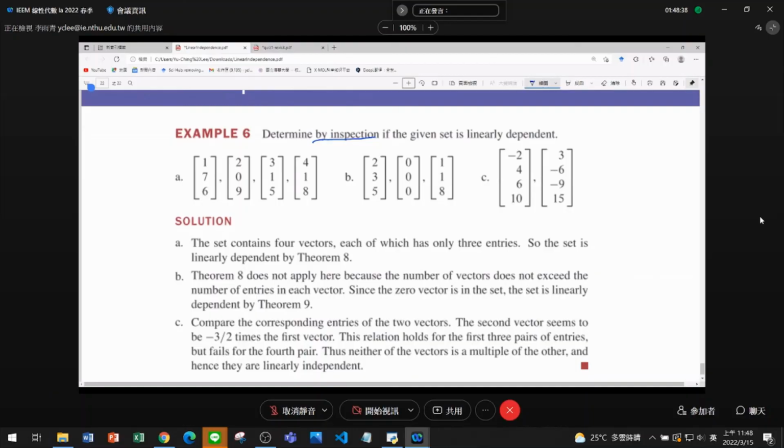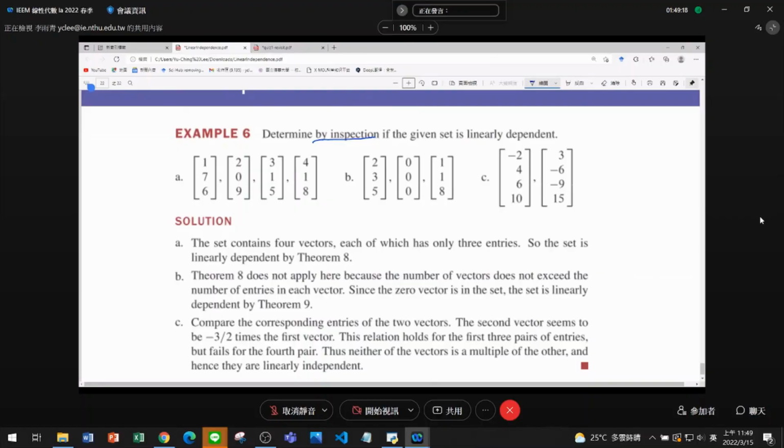For question B, we are still in R3 space, and there are 3 vectors. So the number of vectors is okay. Now we need to look in detail at the numbers inside the vectors, and we observe that there is a zero vector. The second vector is the zero vector. According to theorem 9, whenever a set contains the zero vector, the set must be linearly dependent, because there exist non-trivial solutions to the homogeneous system.